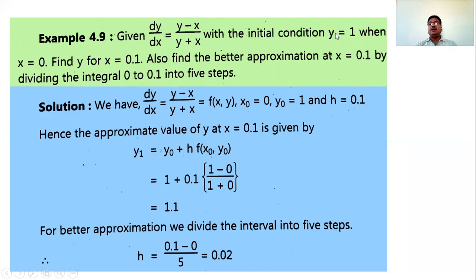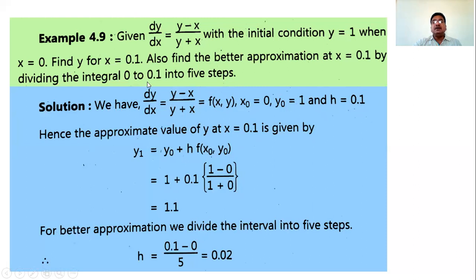So we solve this example by using two methods. This is the first method, without dividing. The value of y at 0 is given, and we have to find the value of y at 0.1. That is, the interval is 0 to 0.1. Without dividing the interval, take h as 0.1. We are given y0 is 1, and we have to find y at 0.1. So dy by dx is this right side, call it f of x, y. x naught is 0, y naught is 1, this is given, and h is 0.1.